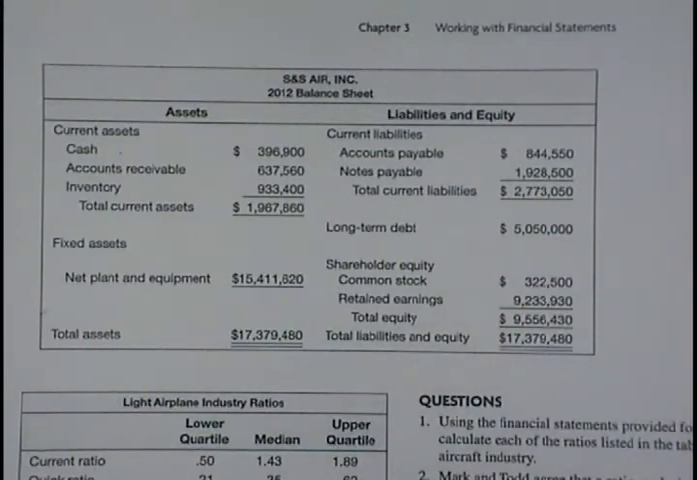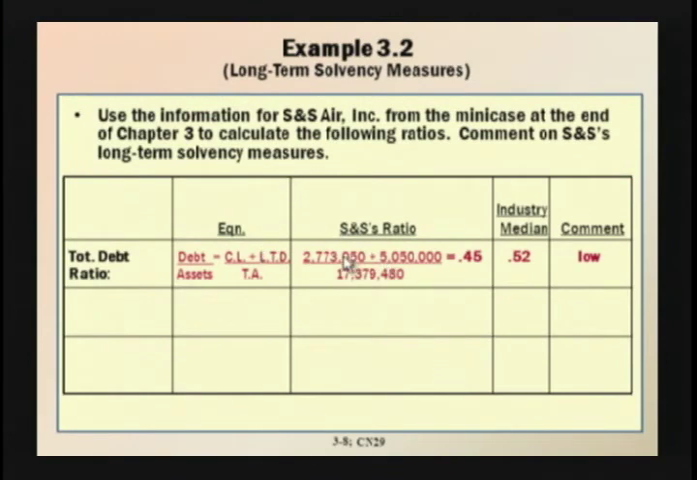So the total debt, being the sum of those two, divided by the total assets of $17,379,480 from the balance sheet, indicates that 45% of S&S's assets have been financed by debt. That's actually a little bit below the industry median. It's a little bit low, not terribly low, meaning that S&S relies upon debt a little less than the typical competitor in its industry as measured by the median of that total debt ratio. So S&S uses a little less debt than its competing firms in its industry.